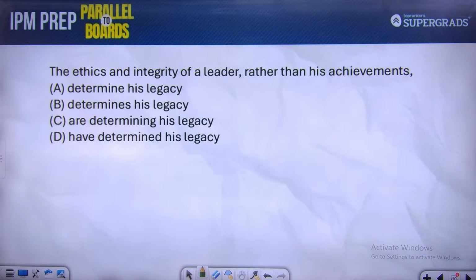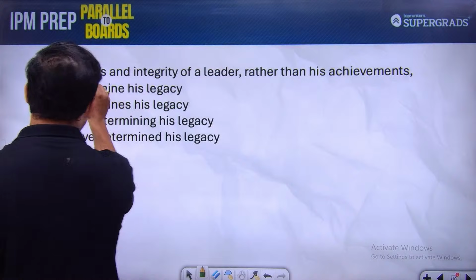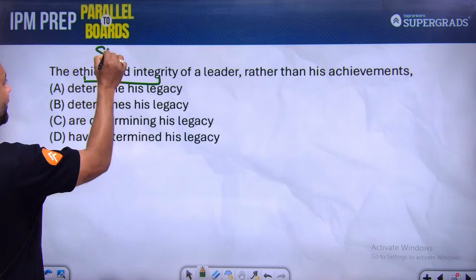Here is the next question, students. The ethics and integrity of a leader rather than his achievements determines, have, are. What do you think should be the correct answer here? The ethics and integrity of a leader. Now, ethics and integrity, what do you think, students? This has to be a singular subject.